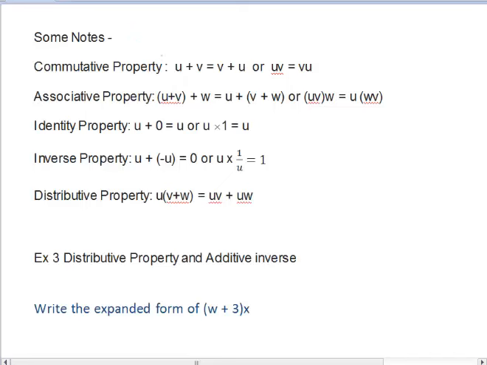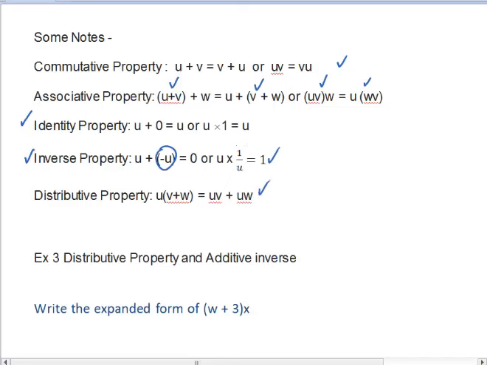The commutative property is just telling us the order of addition or the order of multiplication does not matter. Associative says that the order in which you add numbers, if you have three numbers to add, does not matter, or the order in which you multiply numbers doesn't matter. The identity property is pretty basic. The inverse property says that when you add the inverse of a number to itself, you get 0, or you multiply by an inverse, or the reciprocal, you get 1.